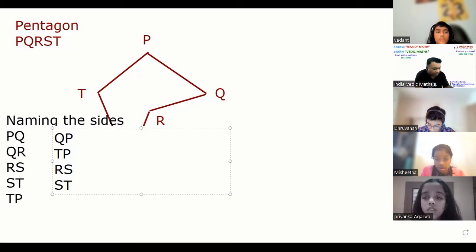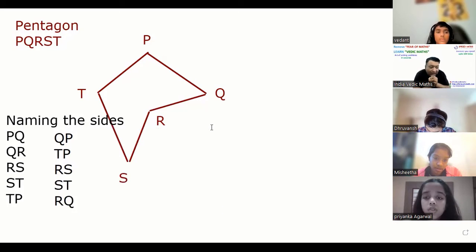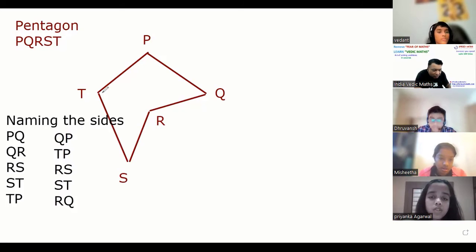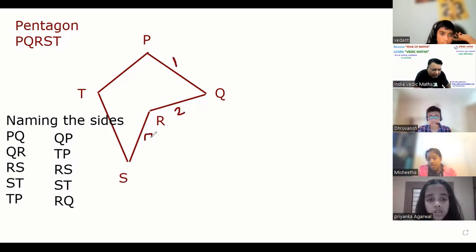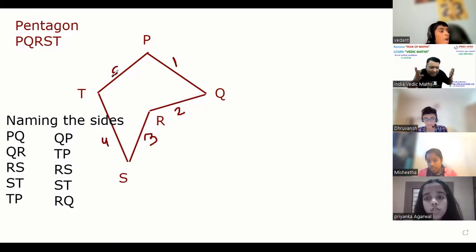Sir, can we say TR? Say again. Sir, TR. TR, no. Very good question. Mayank, why can we not say it? Is there any line joining T and R? No, sir. You cannot. See, sides are what? This is my first side. This is my second side. This is my third side. If I go clockwise, fourth side, fifth side. You can't say anything else. So what you said, Mayank, was a diagonal. When you mix T and R, it becomes a diagonal, right?